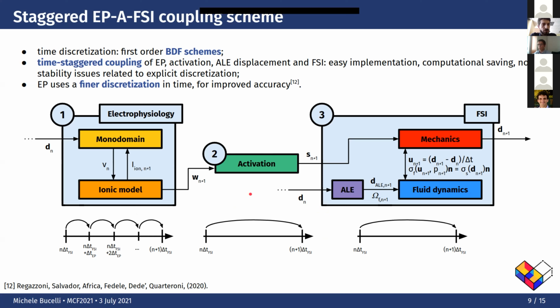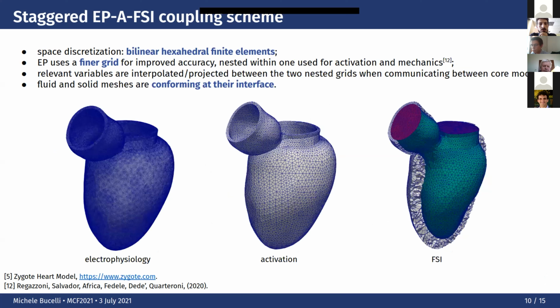Okay, thank you. May I have a question? Yes, please. When you interpolate data from the electrophysiological mesh to the mechanical mesh and back, you introduce errors and you may lose mass. How do you cope with this?